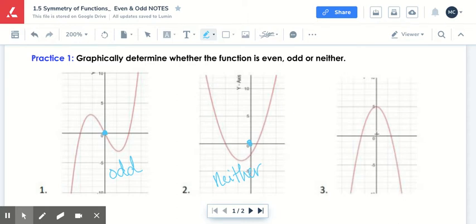And for the third one, you put a push pin in the middle here and you spin the picture upside down, it would look like a very different picture. But if you took the paper and you folded it along the y-axis here, the left side and the right side would match up exactly. So this one is an even function, or it has even symmetry.